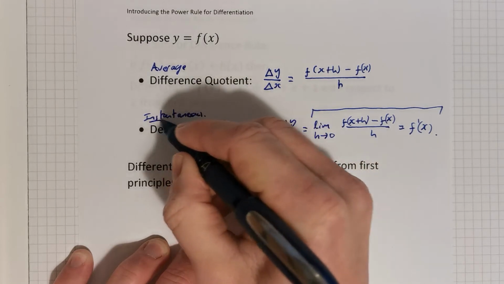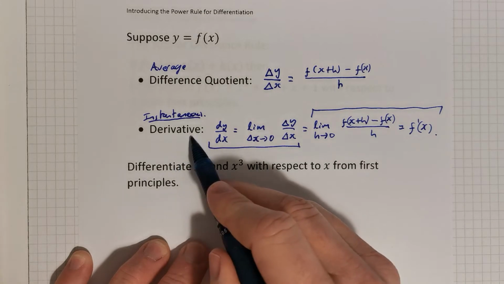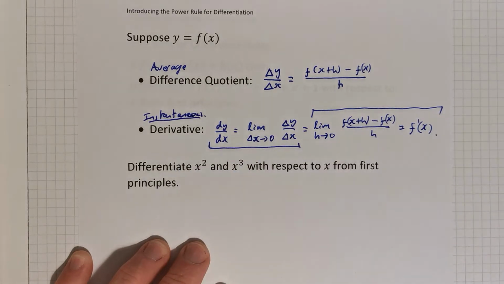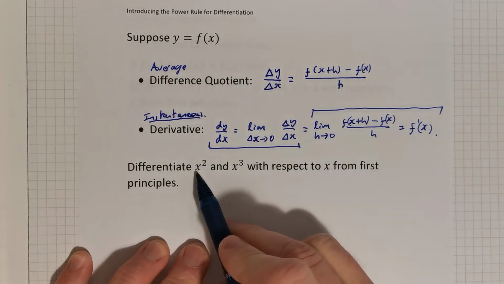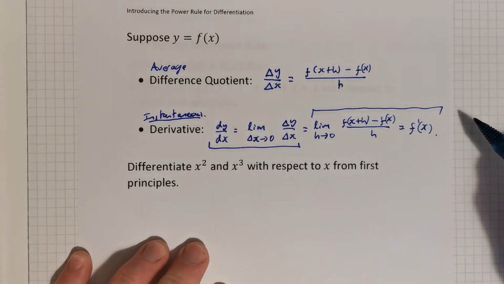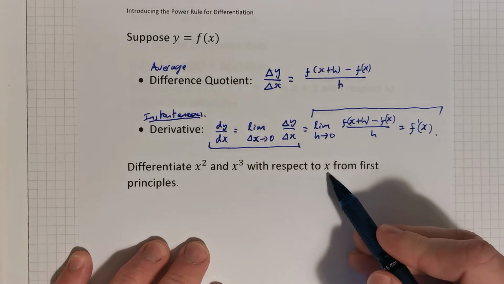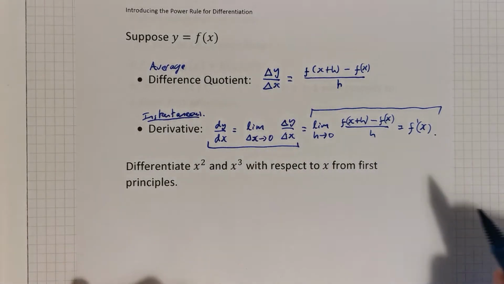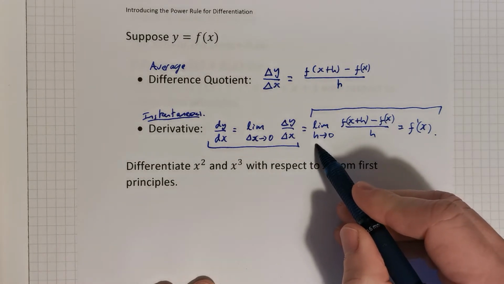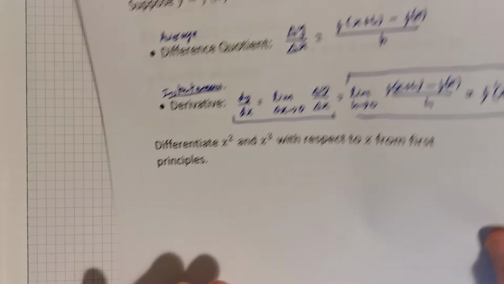And again, look back on previous videos and previous lessons on how all this looks visually. The derivative gives me the slope of the tangent to the curve. So suppose I want to differentiate. Differentiation is the process of finding the derivative. So I want to take the derivative of x squared with respect to x from what we call first principles. So taking the derivative using my definition of the derivative.